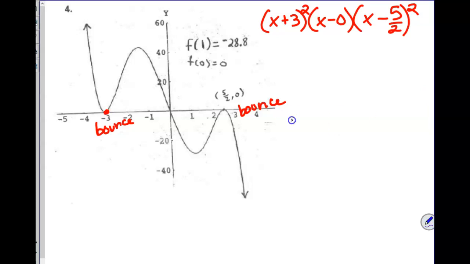Does it have the right degree right now? I have an x squared, an x, and an x squared. That would be an x to the 5th. Would that mean ends are going opposite directions? Yes, right? So odd degree, not multiplicity, odd degree, so the ends would go opposite directions. Okay, we're looking pretty good, so I'm going to put the y and the k.